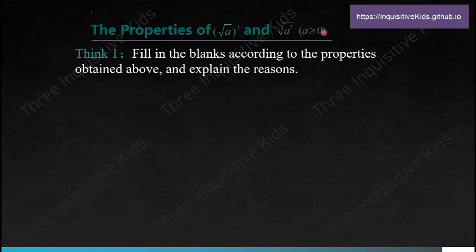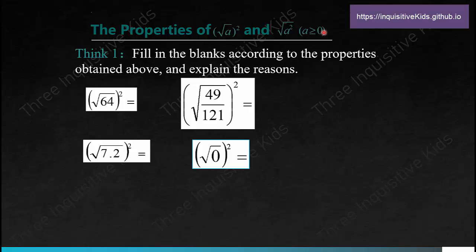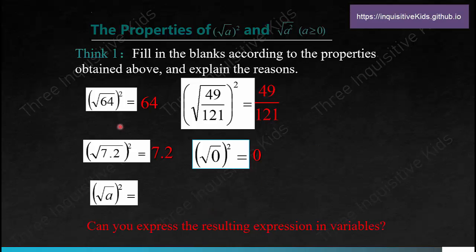Think. Fill in the blanks according to the properties obtained below and explain the reasons of why you thought that. Okay? Well, over here, just 64. Same with here, 7.2. 49 over 121, and when it comes to 0, it's just 0. Now why? Because, look, remember how we talked about how exponents and radicals are inverse? Well, just like multiplication, division, and addition, subtraction, they cancel out.